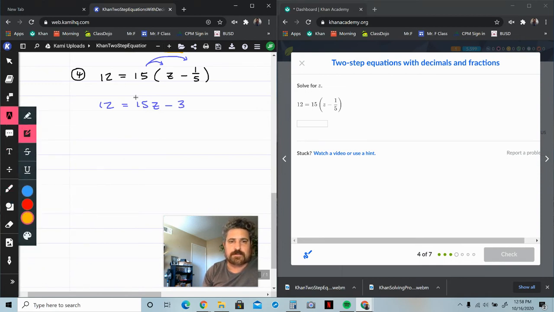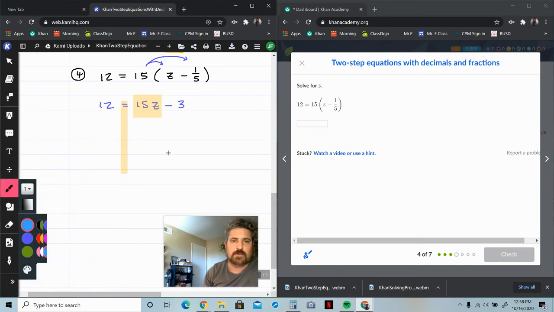And now you're going to isolate the variable term. So you're going to want to get this 15z all by itself. And whatever you do one side, you got to do the other. So let's get that all by itself by peeling away that minus 3. How do you undo minus 3? You add 3 to both sides. Notice that this is going to become a 0. So what are you left with? You're left with 15z is equal to 12 plus 3, which is 15.